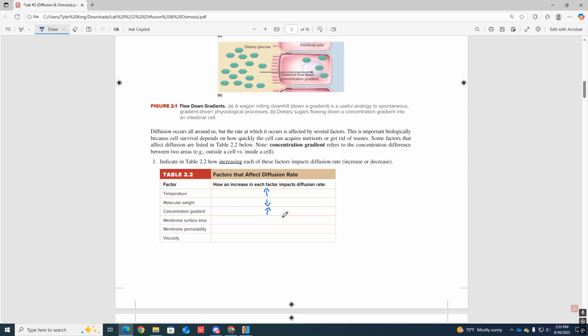All right, membrane surface area. So the more surface area you have, what's going to happen? The way I think about this, you're trying to get into a stadium, you're trying to get into Lambeau Field for a Packers game.